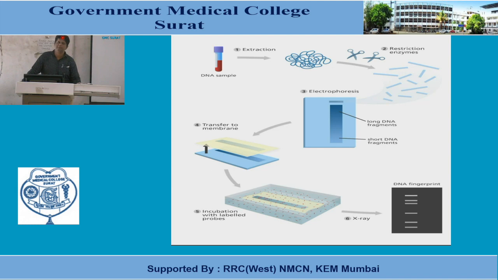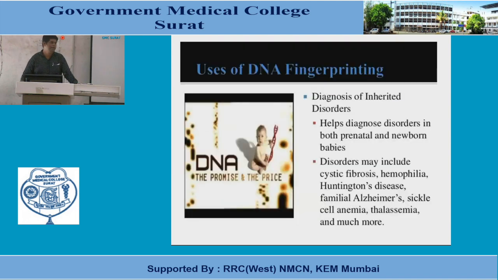Then a restriction enzyme, restriction endonuclease, will cut the DNA into a number of fragments. On gel electrophoresis, we can get the long DNA fragments and short DNA fragments. We transfer them to the membrane, then incubate with a labeled probe, and finally there is a DNA fingerprint. This is identified and helpful in a court of law also.